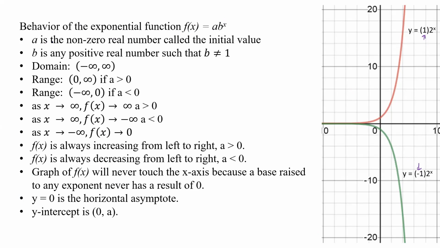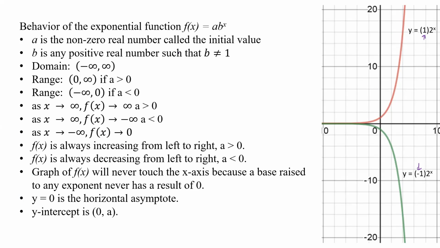And again, our a is the non-zero real number called our initial value. So if we had an initial value of 1, that's kind of what it would look like, and it's going to go through this point at 1. Now, if we say we plugged in $200,000 into a savings account and it was going to grow exponentially, then we would start way up here at 200,000.